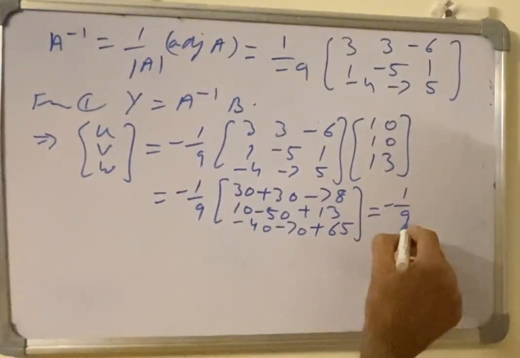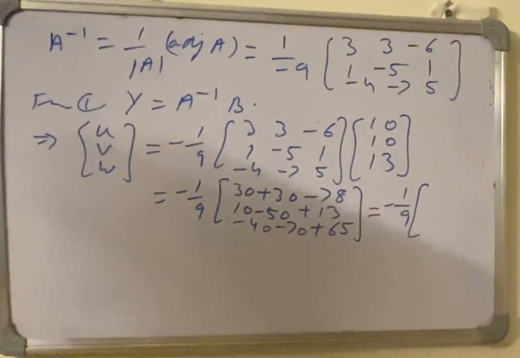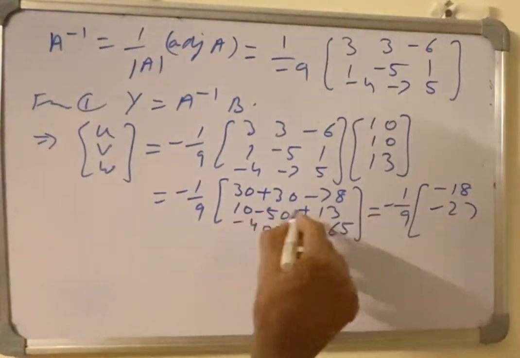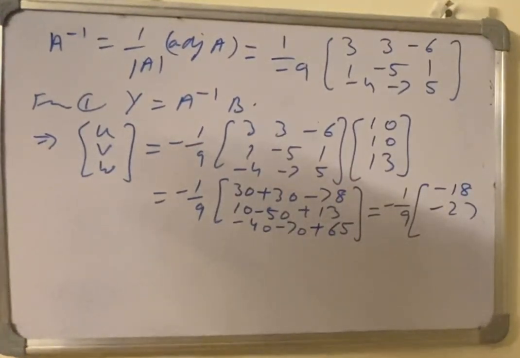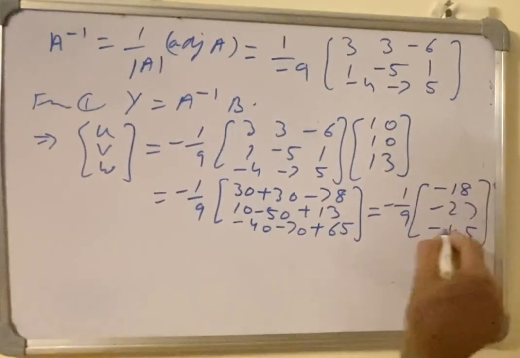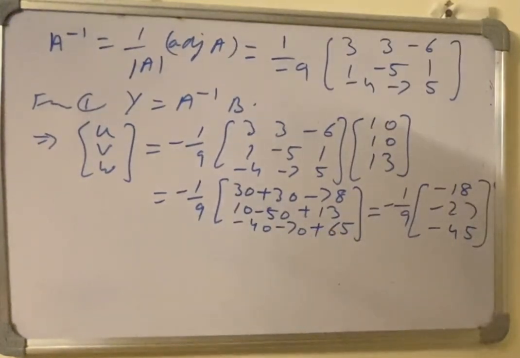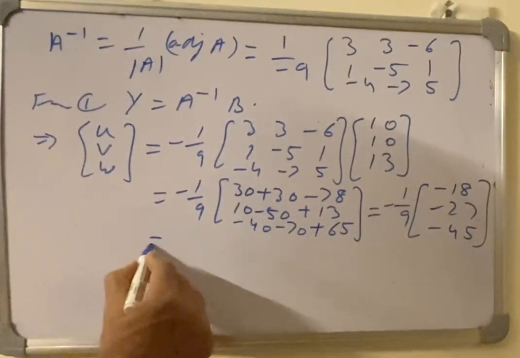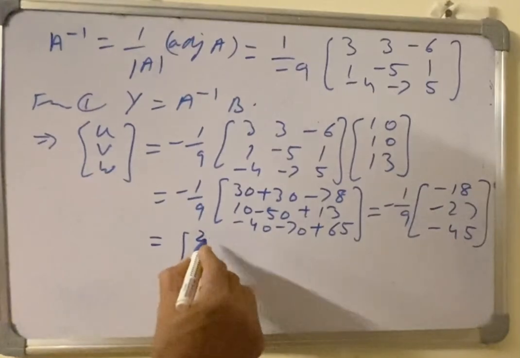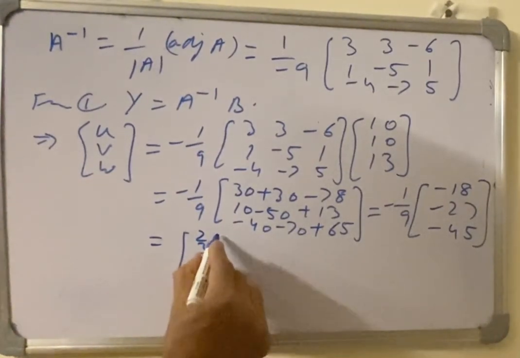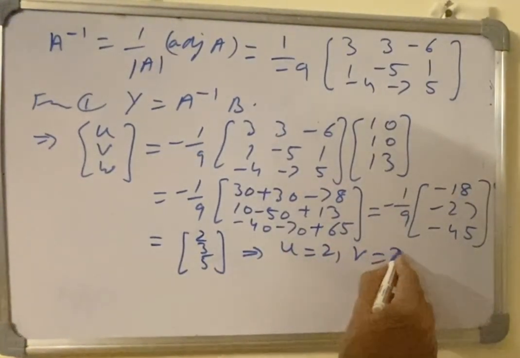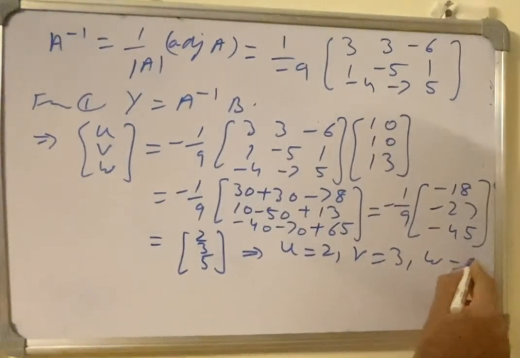This is equal to minus 1 over 9 into minus 18, minus 27, then minus 45. So this will give you 2, 3, 5. So u is 2, v is 3, w is 5.